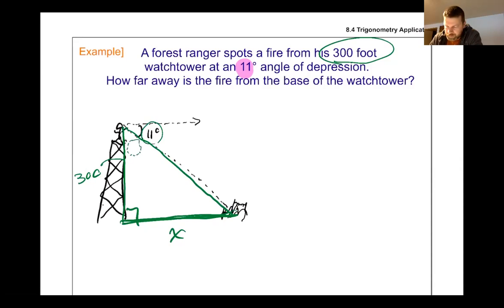That shouldn't be too bad though, because those two angles together, we can hopefully see form a 90-degree angle. Those two form 90. So if that's a 90-degree angle and 11 of it is here, this part of it is going to be 90 minus 11. Put a little note here. 90 minus 11. 90 minus 11 is 79 degrees. So that's a 79-degree angle there.